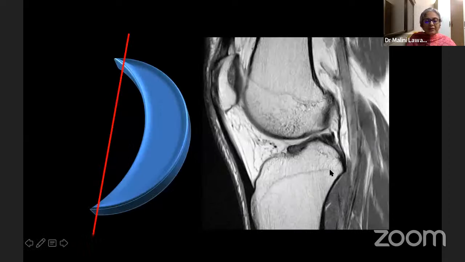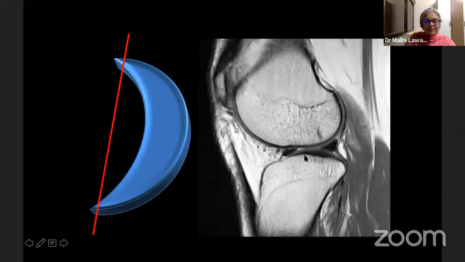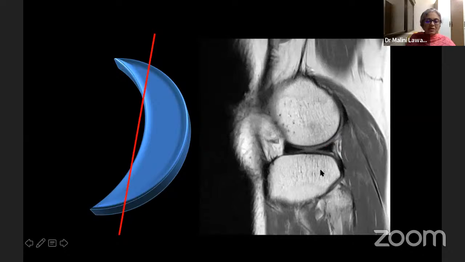As we come laterally, now you can start seeing the lateral meniscus posterior horn. This is the anterior root of the lateral meniscus, which normally can show some striated appearance, some bright signal, which is normal. As we come further laterally, we can see the anterior horn of the lateral meniscus and the posterior horn of the lateral meniscus, both of which are almost equal in size. Further, we can still see the anterior horn and the posterior horn of the lateral meniscus.